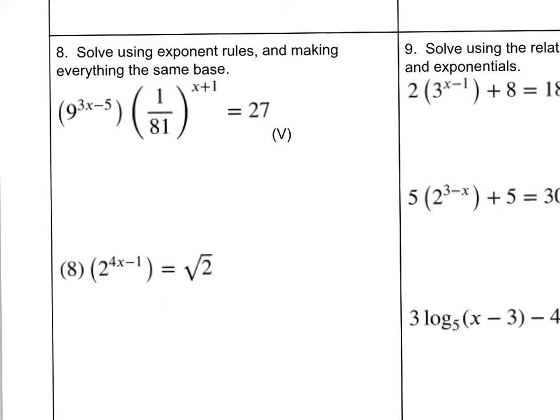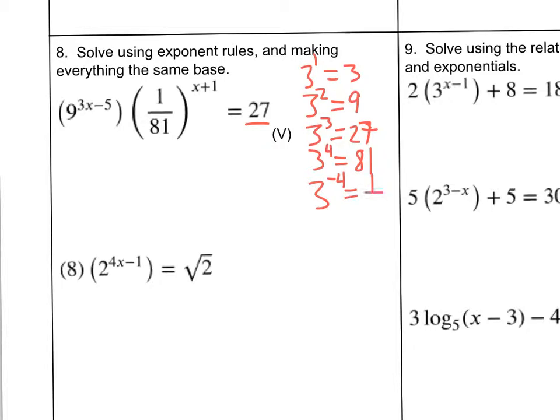Alright, we're going to solve this using exponent rules. I noticed that everything here is connected to 9. I can't get to 27 from a power of 9, so let me try 3. So we've got 3 to the 1 is 3. 3 to the 2 is going to be 9. 3 to the 3 is 27. 3 to the 4 is 81. Okay, that's a winner. But we want 1 over 81, so 3 to the negative 4 is 1 over 81.